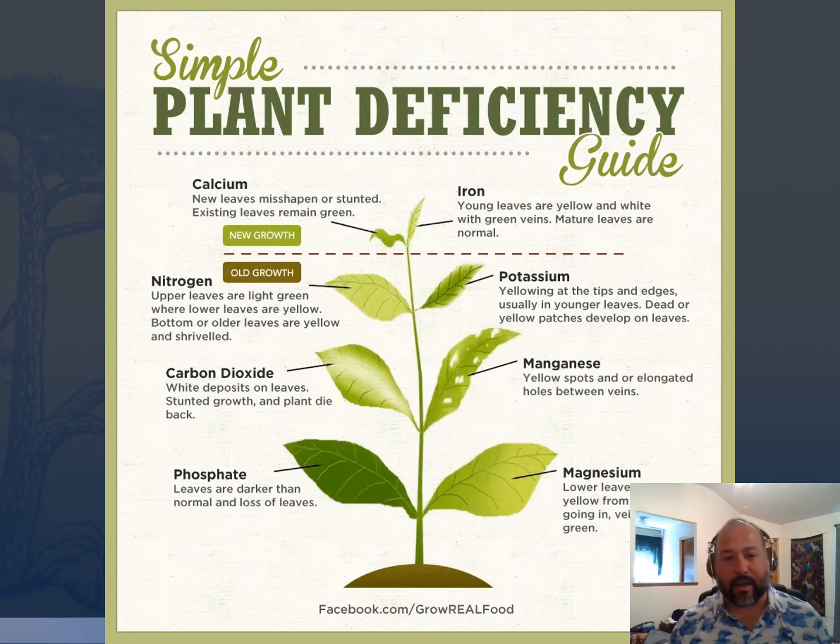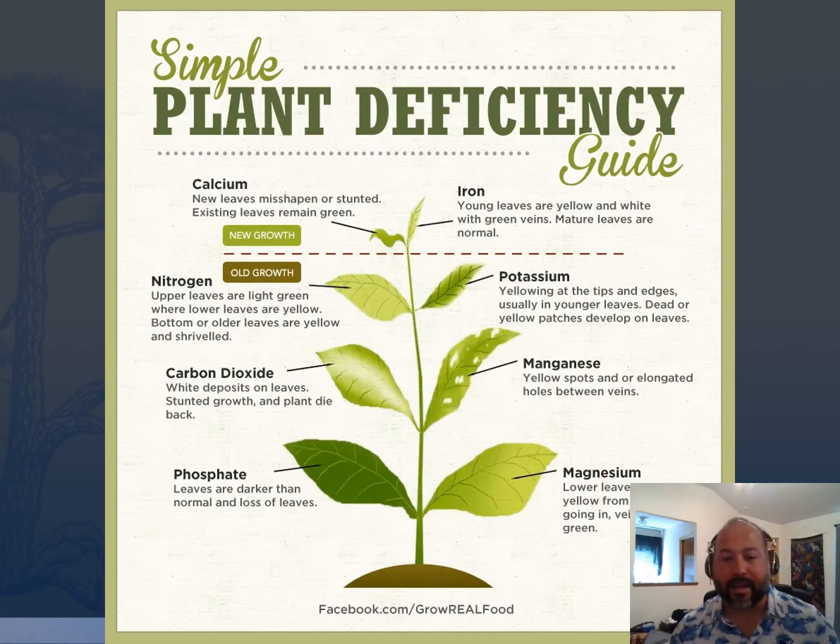Here's another look at it in terms of a simple plant deficiency guide. So calcium, your new leaves, your younger leaves, are going to be misshapen or stunted, and your existing leaves could still be remaining green. With iron, your young leaves are going to be yellow and white with green veins. The mature leaves would be normal. If it's older growth, so not the new year's growth, nitrogen, upper leaves light green, where the lower leaves are yellow. Bottom or older leaves are yellow and shriveled.